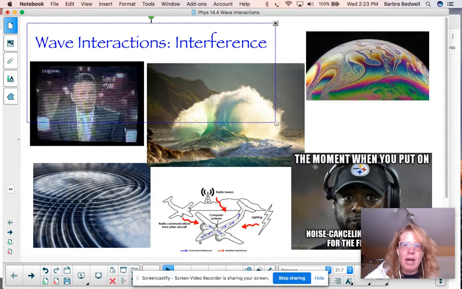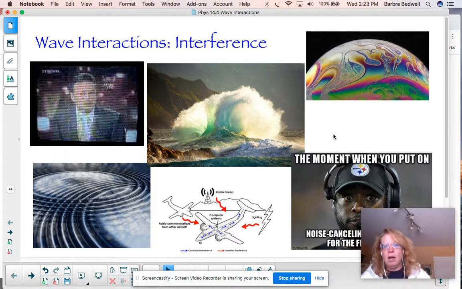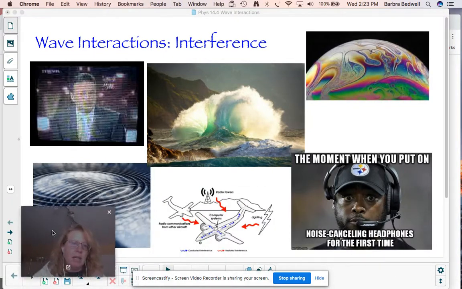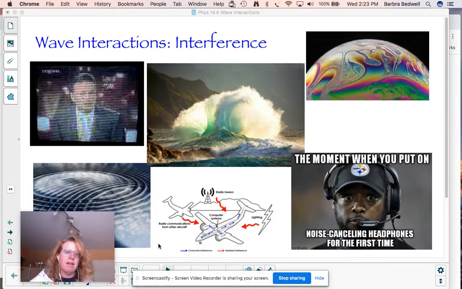So anyway, we're looking at wave interactions today, how waves interact with one another, and then how waves interact with different boundaries is the theme of today's lesson. On the screen you can see some pictures of the first phenomenon we're going to look at today, which is interference, and how waves interact with each other.